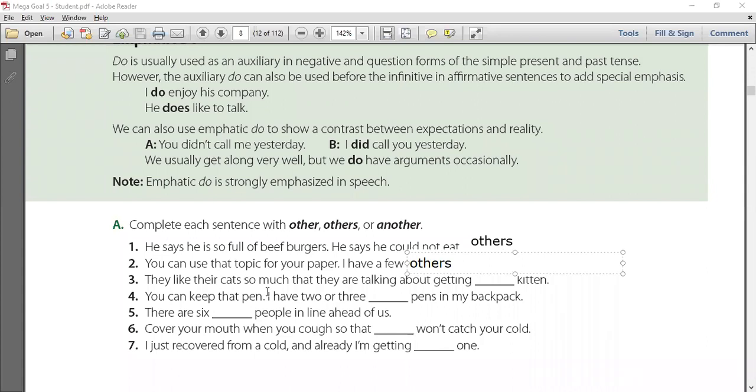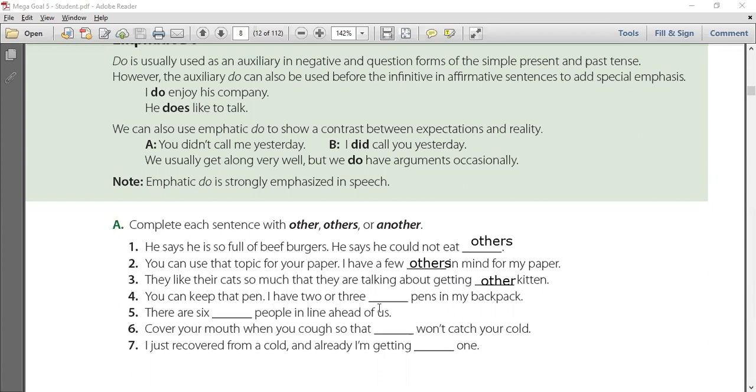They like their cat so much that they are talking about getting another kitten. Other. Another kitten. Why? I don't understand this grammar. They like their cat so much that they are talking about getting another cat. Oh, yes, yeah. It's because kitten is plural. Sorry, kitten is a plural. That's why we're going to say other kittens. It's like children.